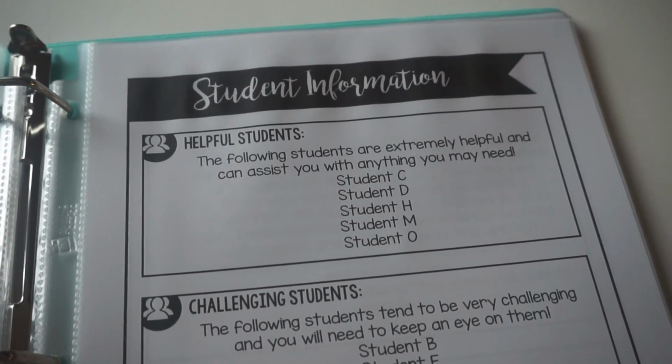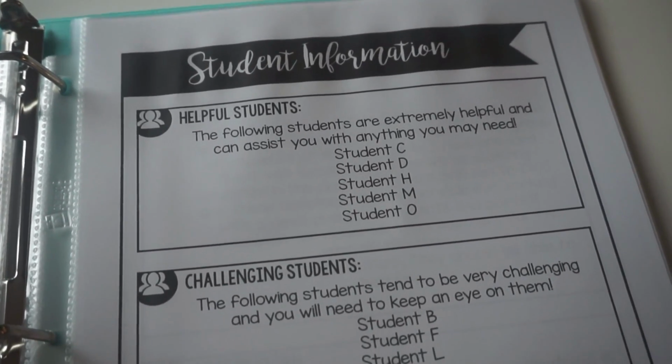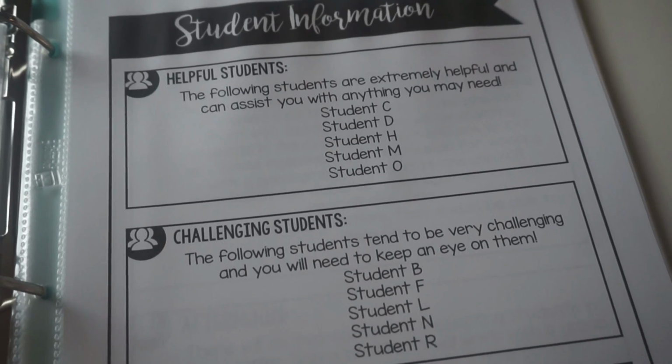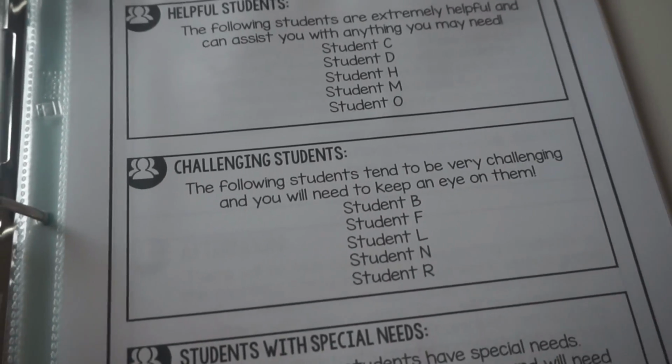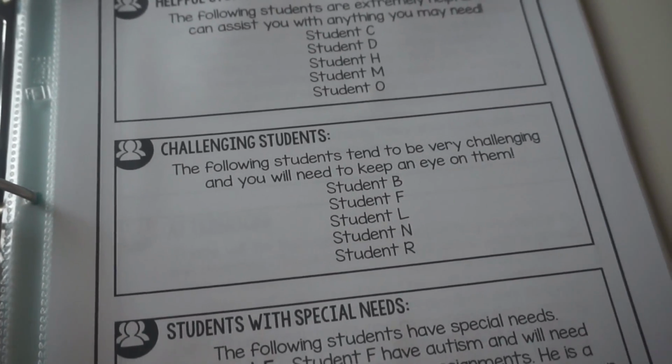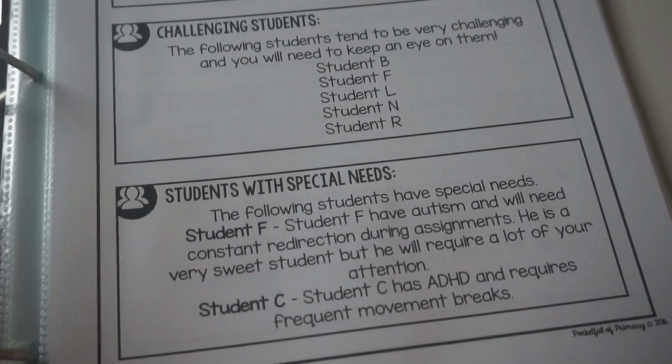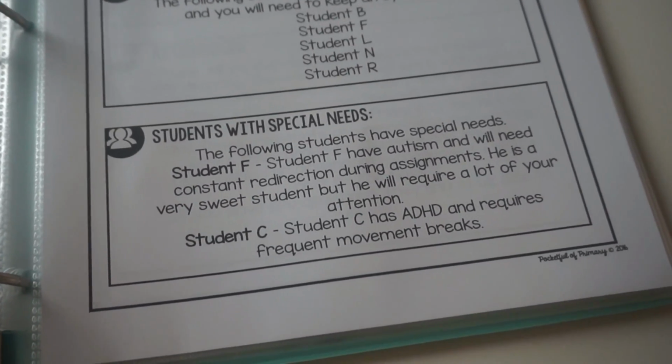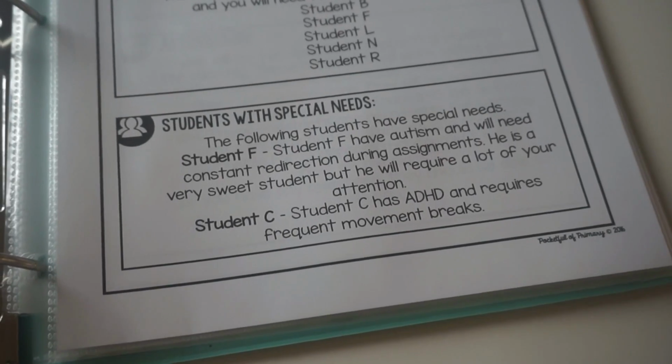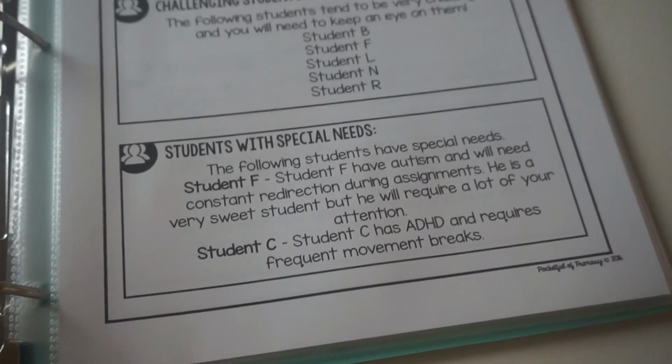I also include another student information page where I list helpful students that would be able to assist the substitute if needed. I also make a list of challenging students that the substitute will probably need to keep their eye on. And then I do list students with special needs and just kind of give the substitutes a couple tips and tricks that work for them.